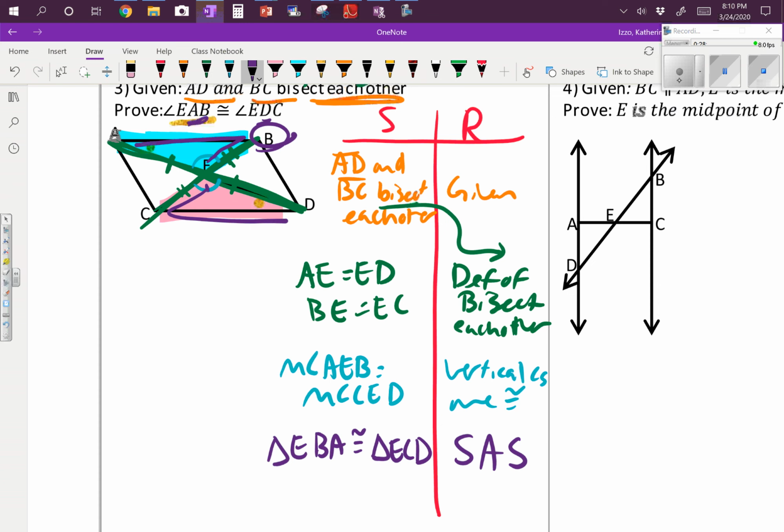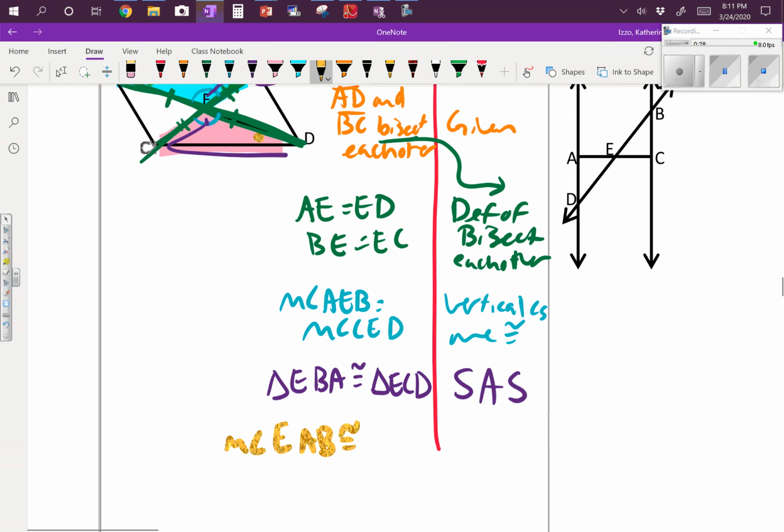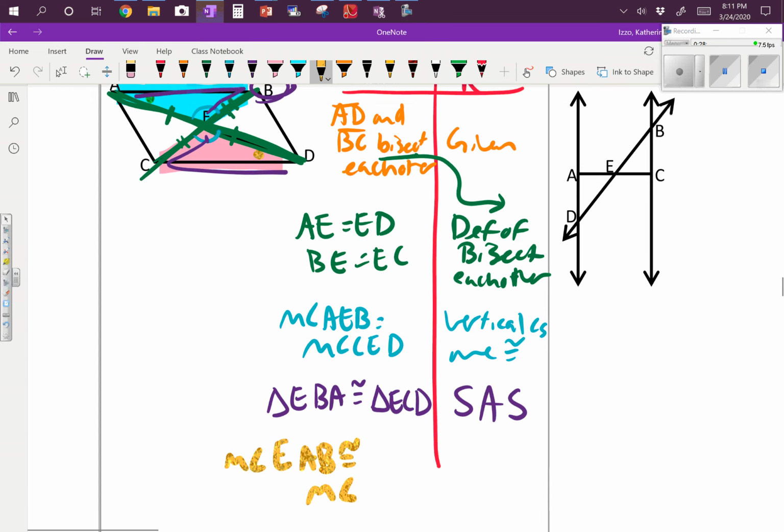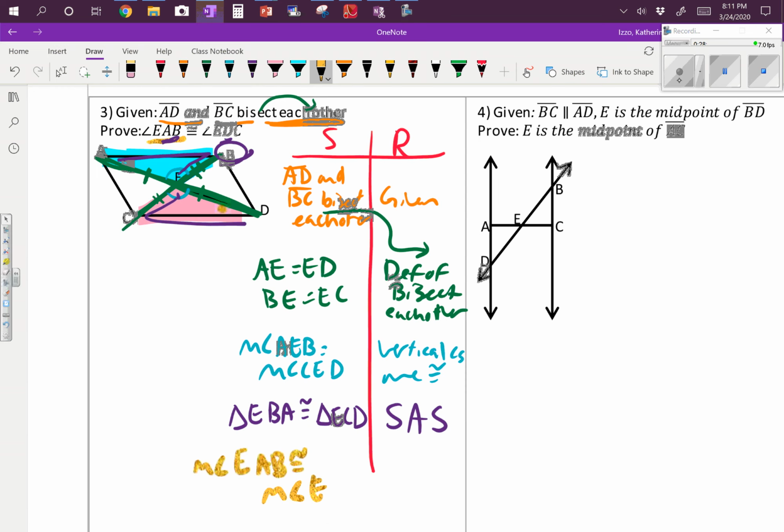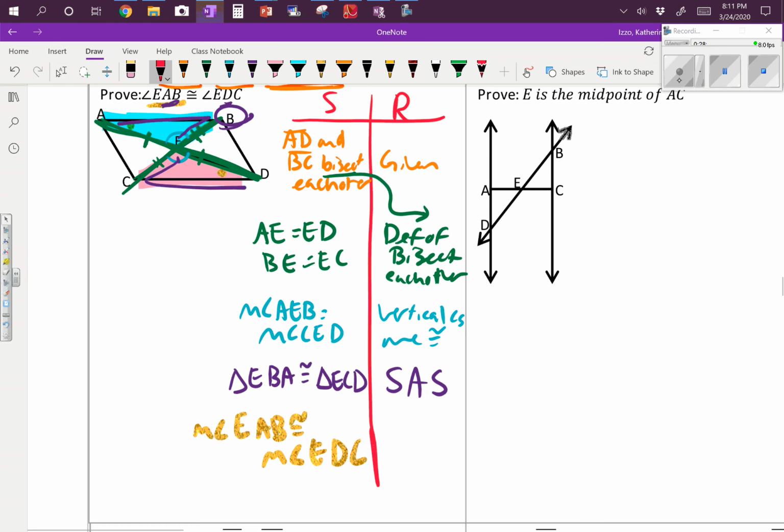Now that I have the two triangles are congruent, I can say my beautiful measure angle EAB is congruent to measure angle EDC. And the reason why those fancy sparkly gold angles are congruent is because corresponding parts in congruent triangles are congruent.